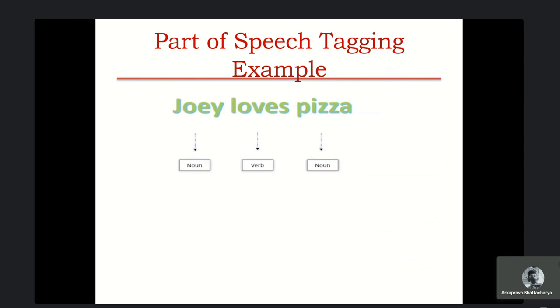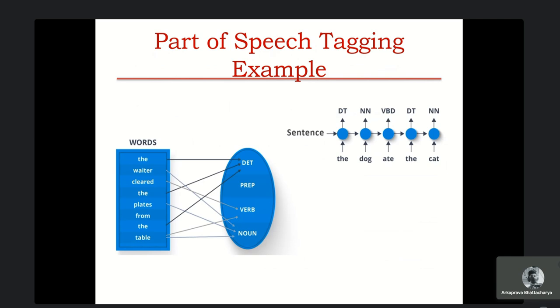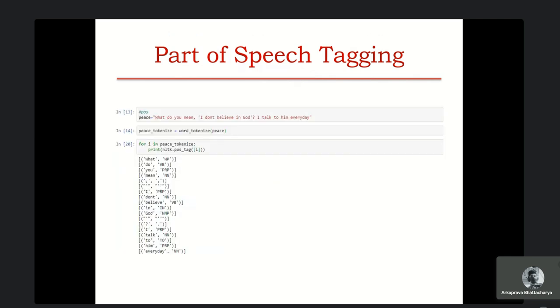You can see this example, Joy loves pizza. Joy is a noun here, loves is a verb, and pizza is a noun. You can build your own part of speech tagger, or you can use the Stanford part of speech tagger or the Porter Stemmer part of speech tagger. There are many taggers available. Now you can see one of the examples, where each word is tagged with its part of speech.